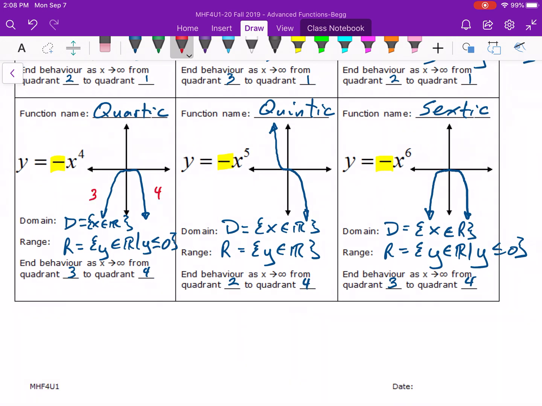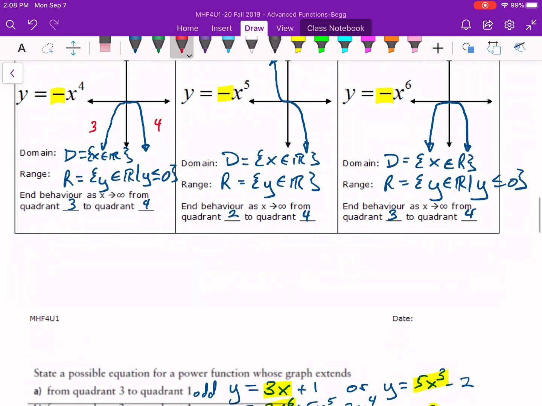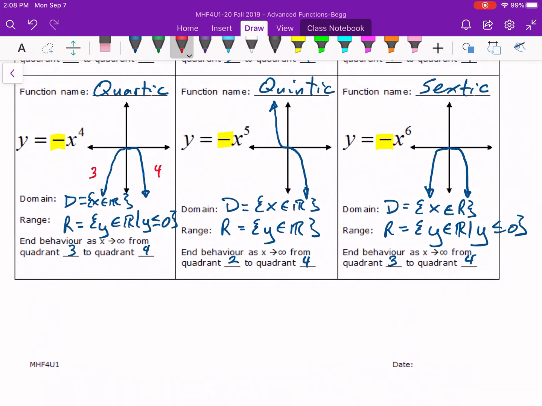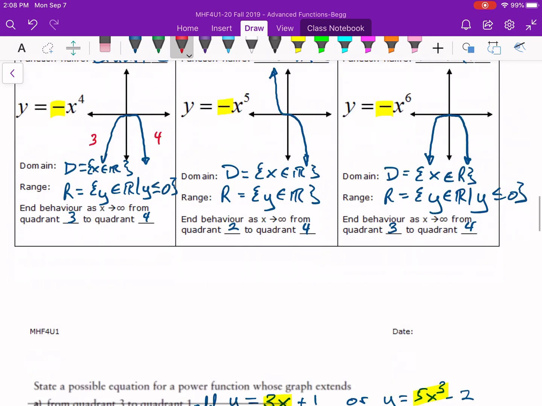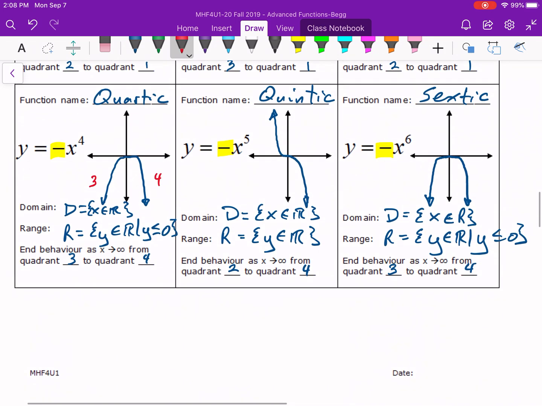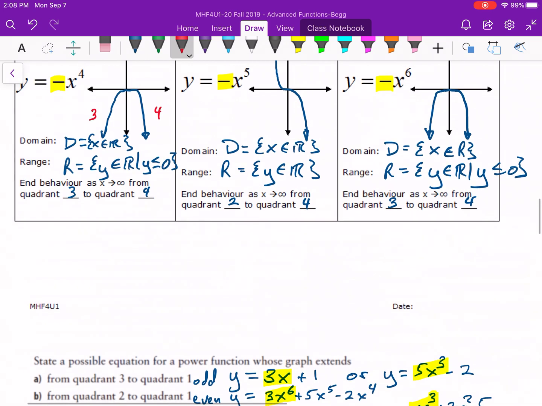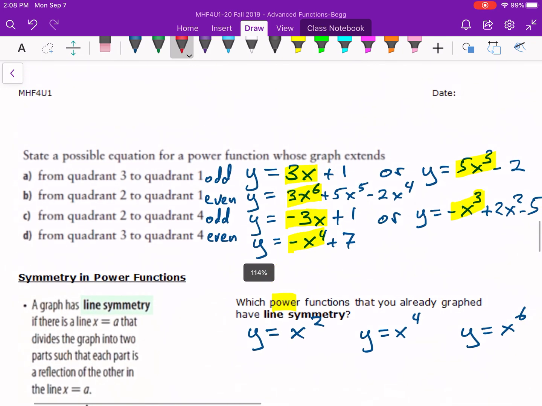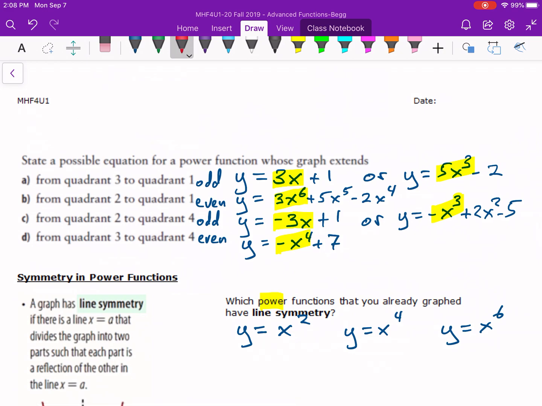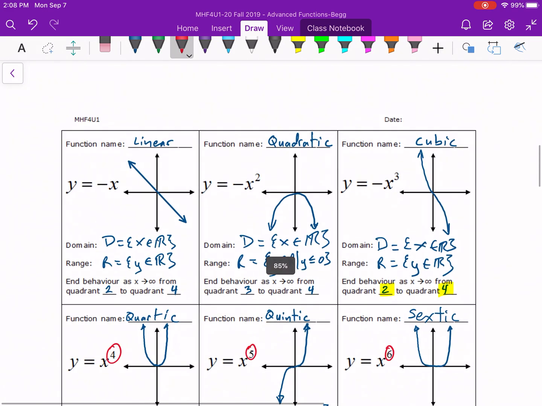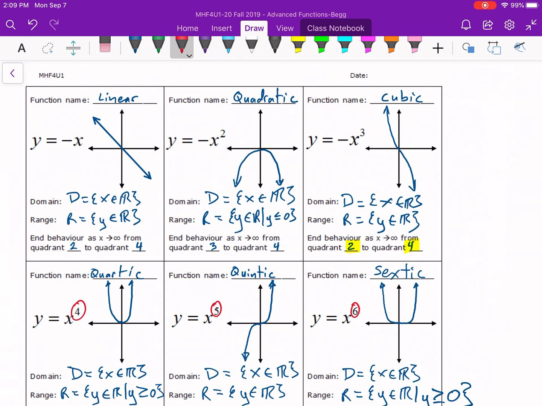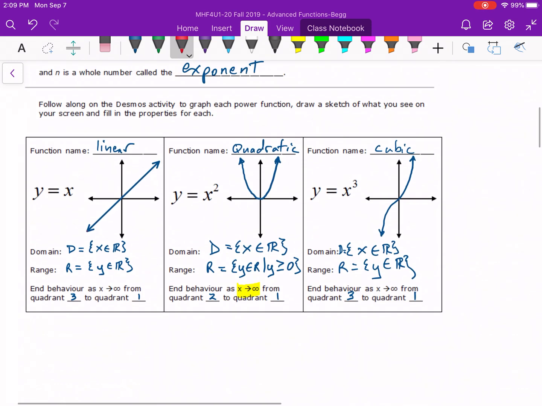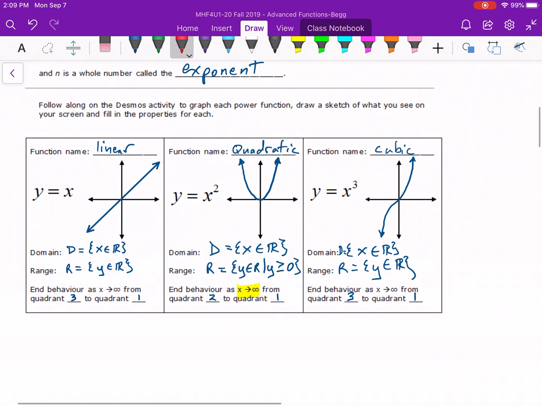So if that went by quick, you can pause it, think about it, rewind it if necessary, but what we're seeing is it's all following a pattern. And the pattern is that if it's an odd degree function, which ones were odd? Well, the odd ones were linear, cubic, and quintic, right? If it's an odd degree function, they all behave as if they were linear.